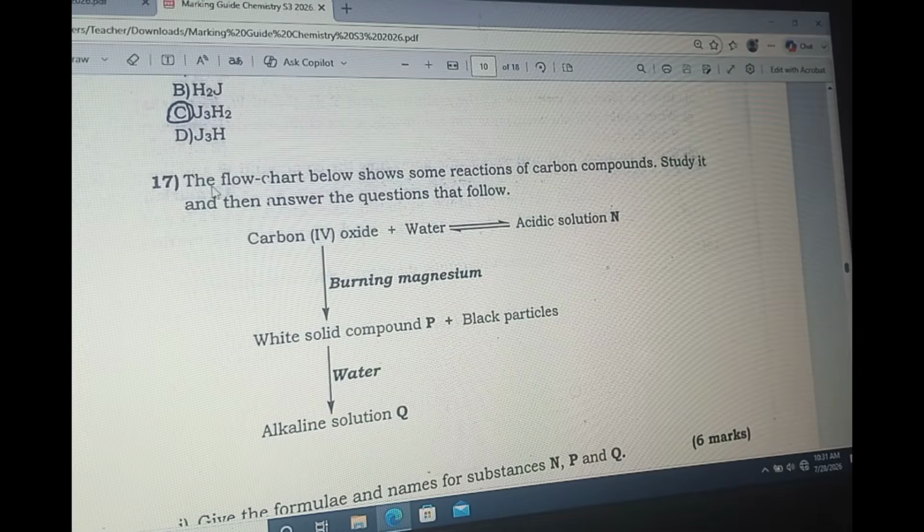Okay, let's continue to the next one. The flow chart below shows some reactions of carbon compounds studied. Answer the questions that follow. Carbon dioxide reacts with water to form an acidic solution. This acidic solution is called N. Burning magnesium.